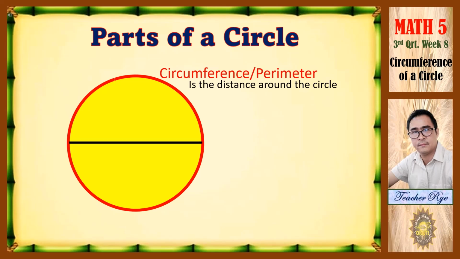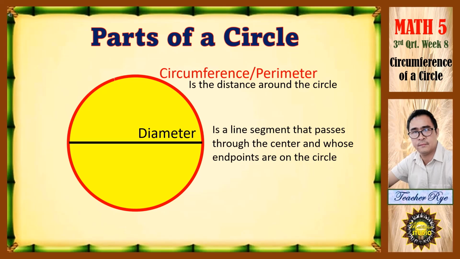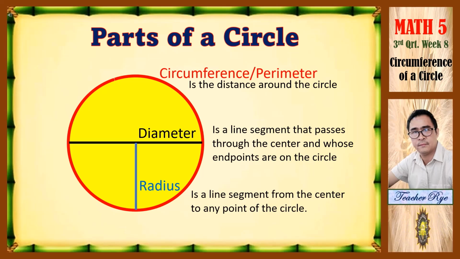Next, that is what we call diameter, which means it is a line segment that passes through the center and whose endpoints are on the circle. Ito yung line na dumaan sa center ng ating circle papunta sa bilog, and that is diameter. The next part is radius. It means it is a line segment from the center to any point of the circle. Ito rin yung kalahati ng diameter. Tinatawag nating radius.